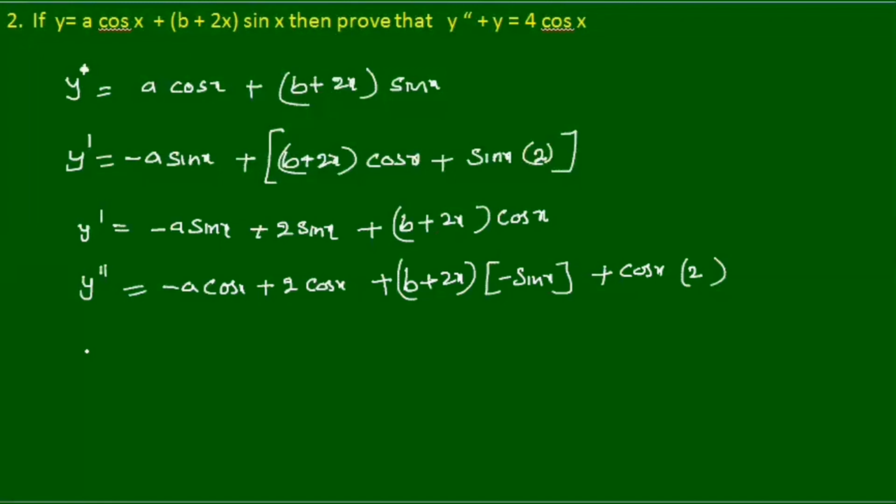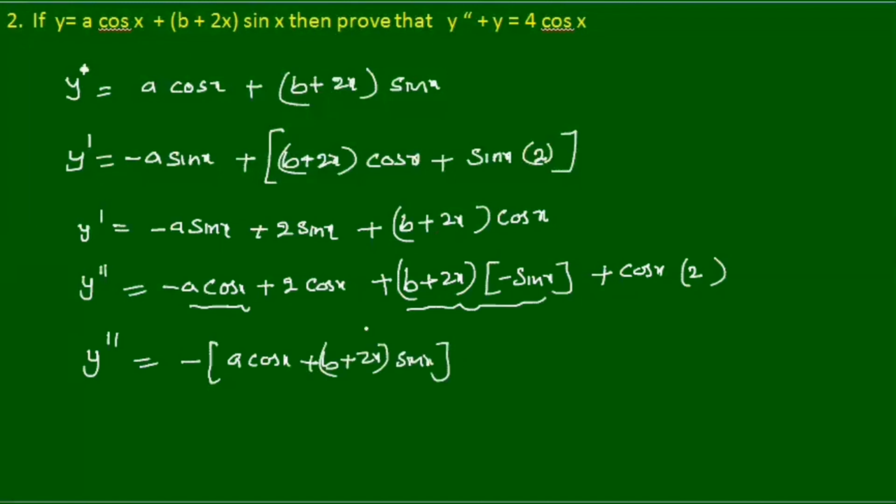So y double dash is, if you take the first and third terms, take minus common, a cos x plus (b plus 2x) into sin x, and third and fourth terms, look into the third and fourth terms.